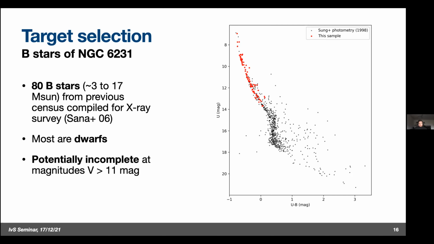And most of them are dwarfs, which is what we would expect for a cluster of this age. So all of them, or most of them, are on the main sequence.